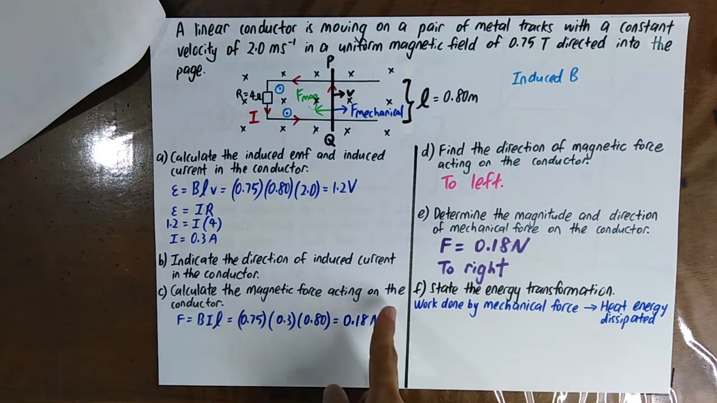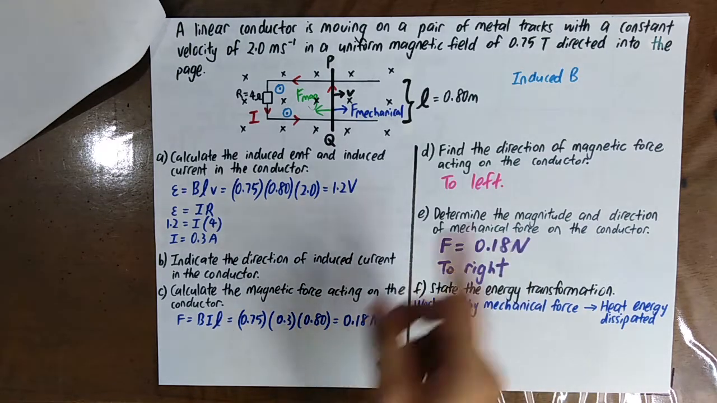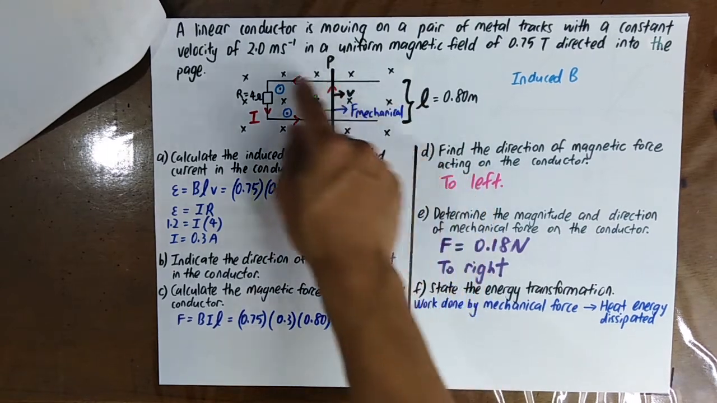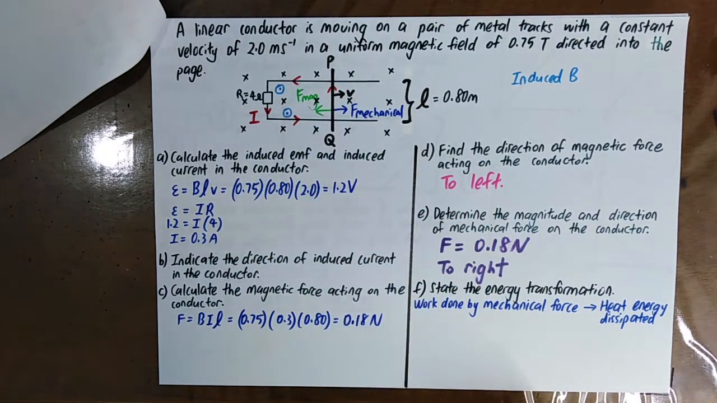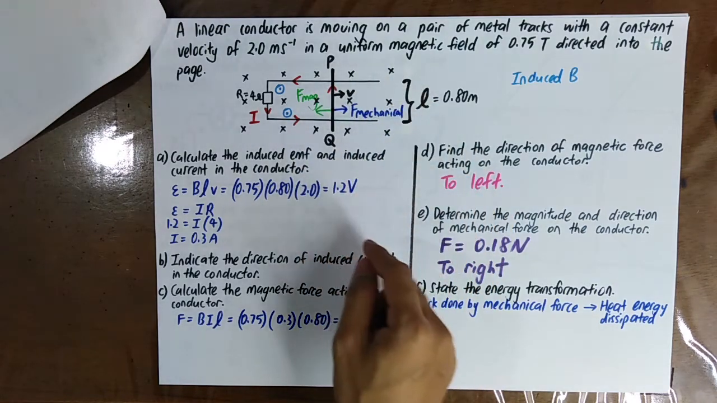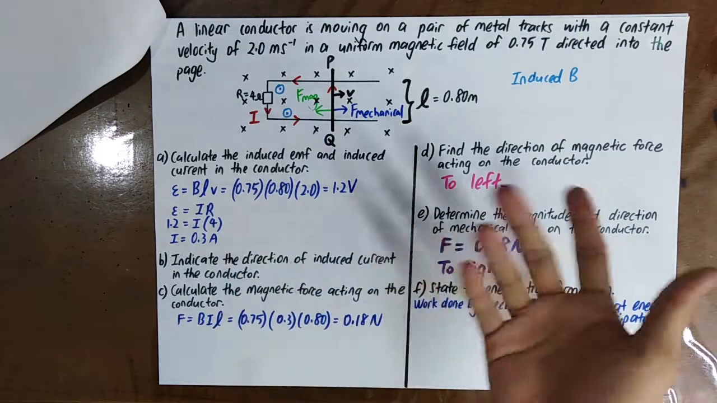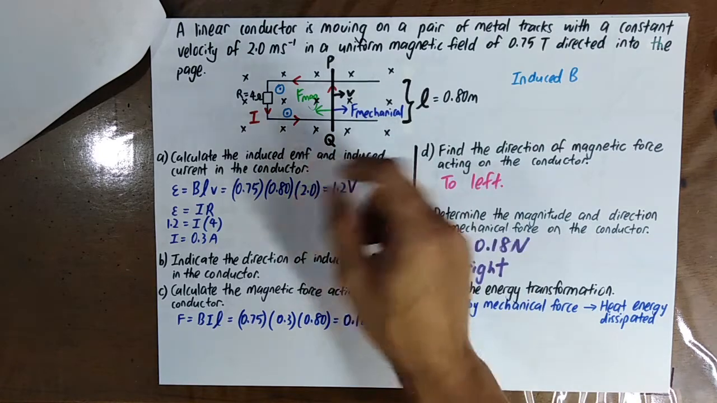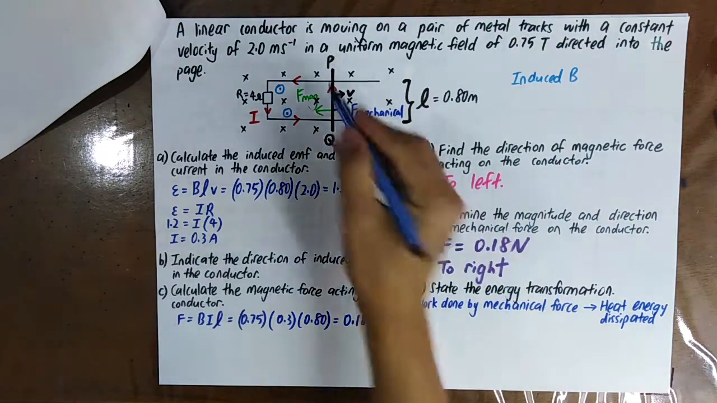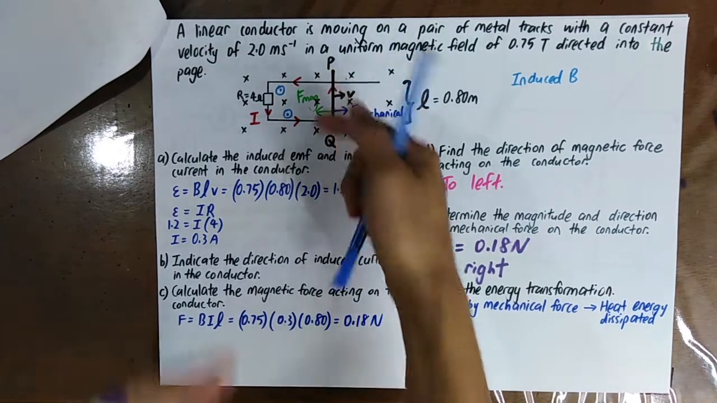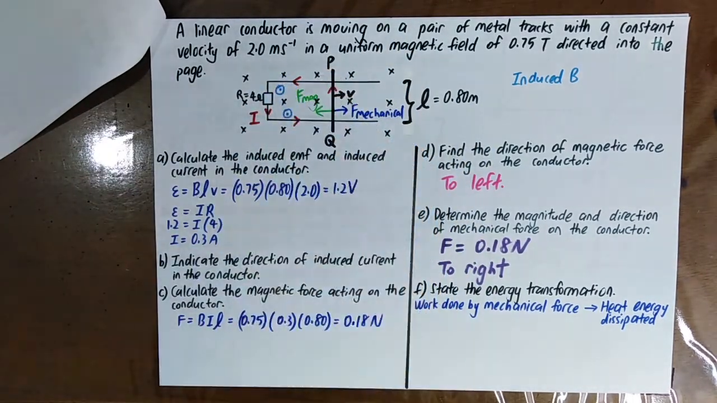Calculate the magnetic force acting on the conductor: F equals BIL. Once again, remember that I use small l, where l is the length between the metal tracks. But you only care about the l when you are given two different lengths. Normally in the examination you are only given a certain length, so you don't have to care about the length a lot. Normally this length and this length are very small, so we can neglect the effect at the edge of the conducting rod.